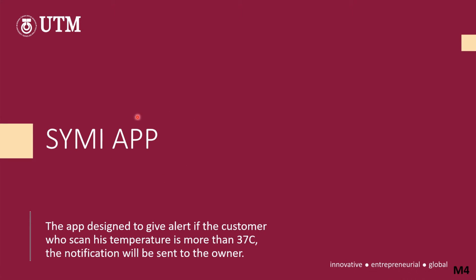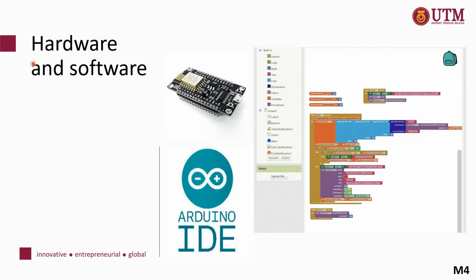So now I will explain about the Semi app. What's the Semi app? This app is designed to give an alert if the customer who scans his temperature is more than 37. This is the hardware and software component. We use NodeMCU, we use MIT App Inventor to create the app, and we use Arduino IDE as the code that will receive the signal from the NodeMCU.